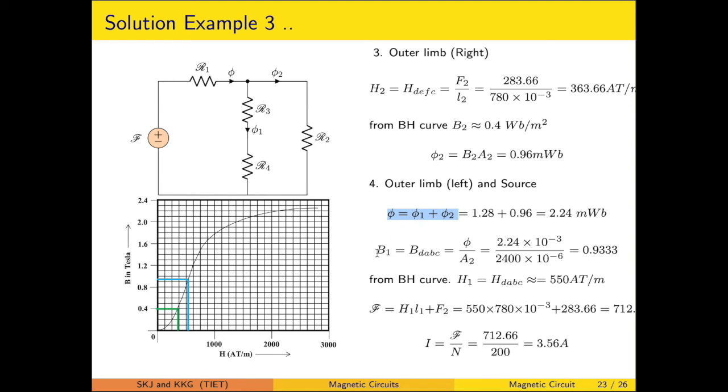Once the flux is known, the area of cross section for the left limb is also known, so we can calculate the B1. Again we will utilize the BH curve to find the value of H, shown with the blue lines. This comes out to be 550 ampere turns per meter. So the net source MMF will be the MMF across this outer limb plus the MMF in the central limb, or the MMF in the right outer limb, likewise. That is calculated. Once the source MMF is known, we can calculate the current needed likewise.